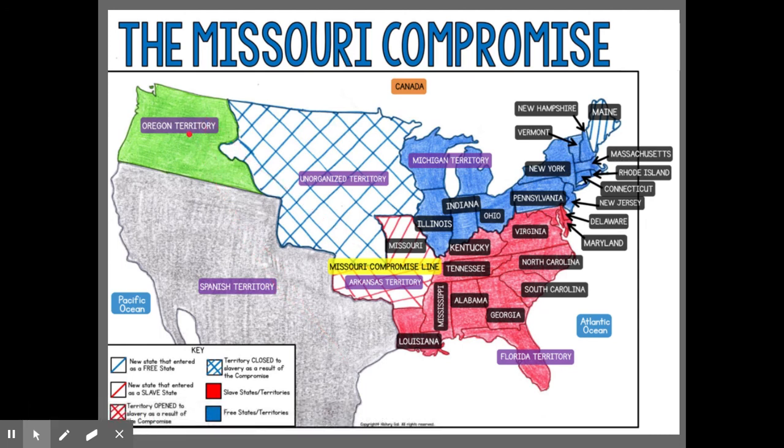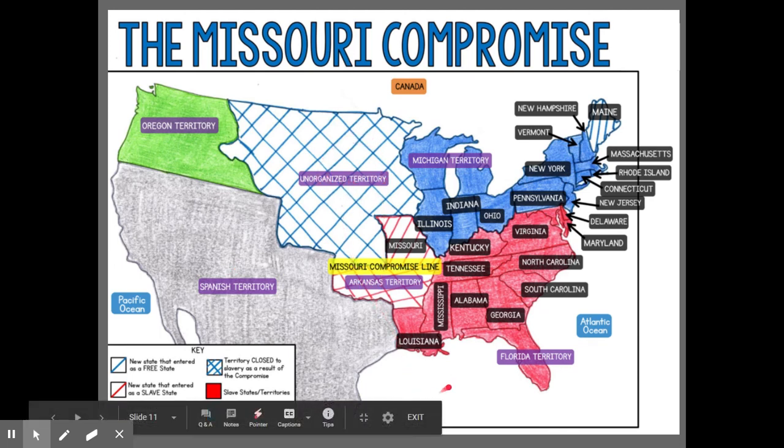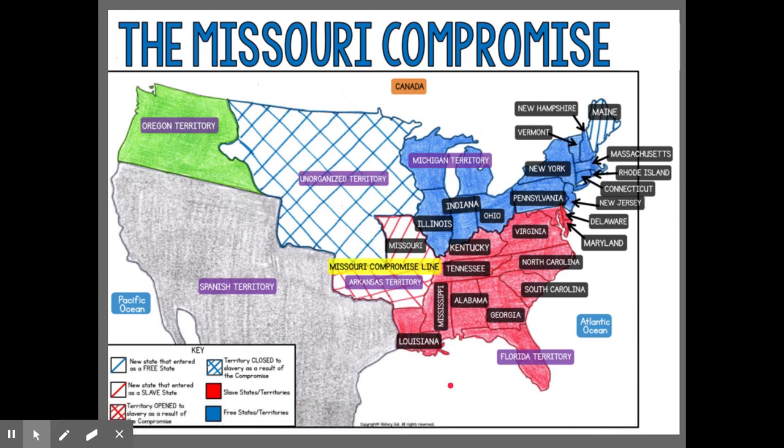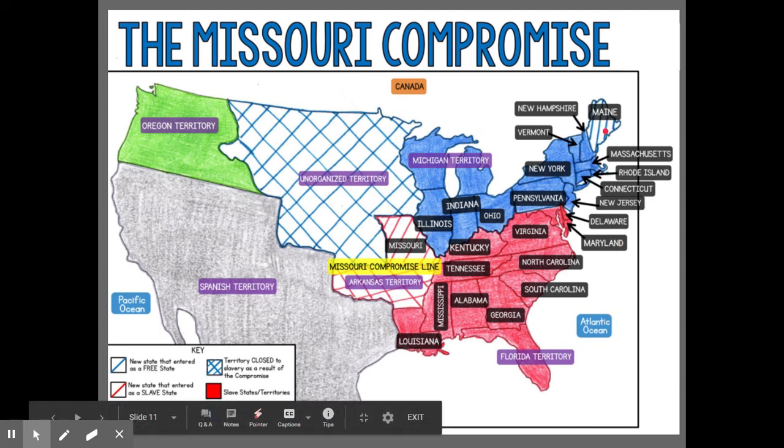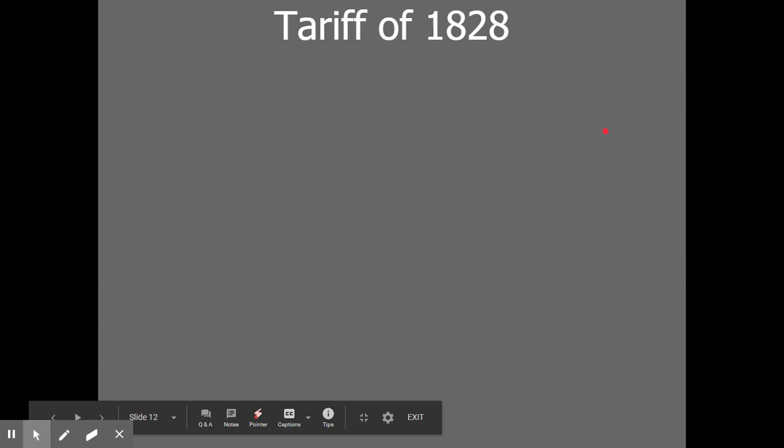And just remember, none of this is completely ours yet. Like Oregon, we were still sharing with Great Britain. And this all still belonged to Spain and then later to Mexico. So all we're talking about is this territory right here that still remains. And that line is supposed to solve the problem. We don't have to worry about any new compromises for slave states or free states. Yay. Way to go, Missouri Compromise. And look, here's Maine up here. See? Brand new Maine.